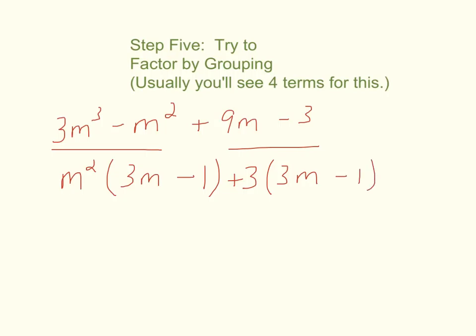So the 3 comes out of 9m, leaving 3m, and the 3 comes out of the negative 3, leaving negative 1. Now how do you know if this process did you any good? Well, hopefully if you're observant, you will see the same common factor now in the first group and the same 3m minus 1 in the second group. So we just created two separate sets of factors with the common factor. So these are like terms.